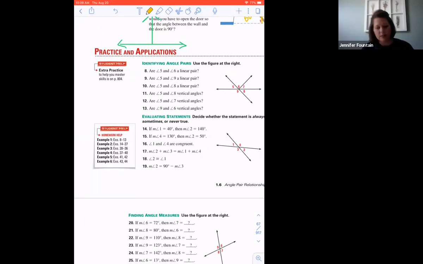All right, so it looks like we have one more section left in this chapter. We've got just a couple of minutes, so let's go ahead and look at section 1.7 on page 51. It says, we have an introduction to perimeter, circumference, and area.